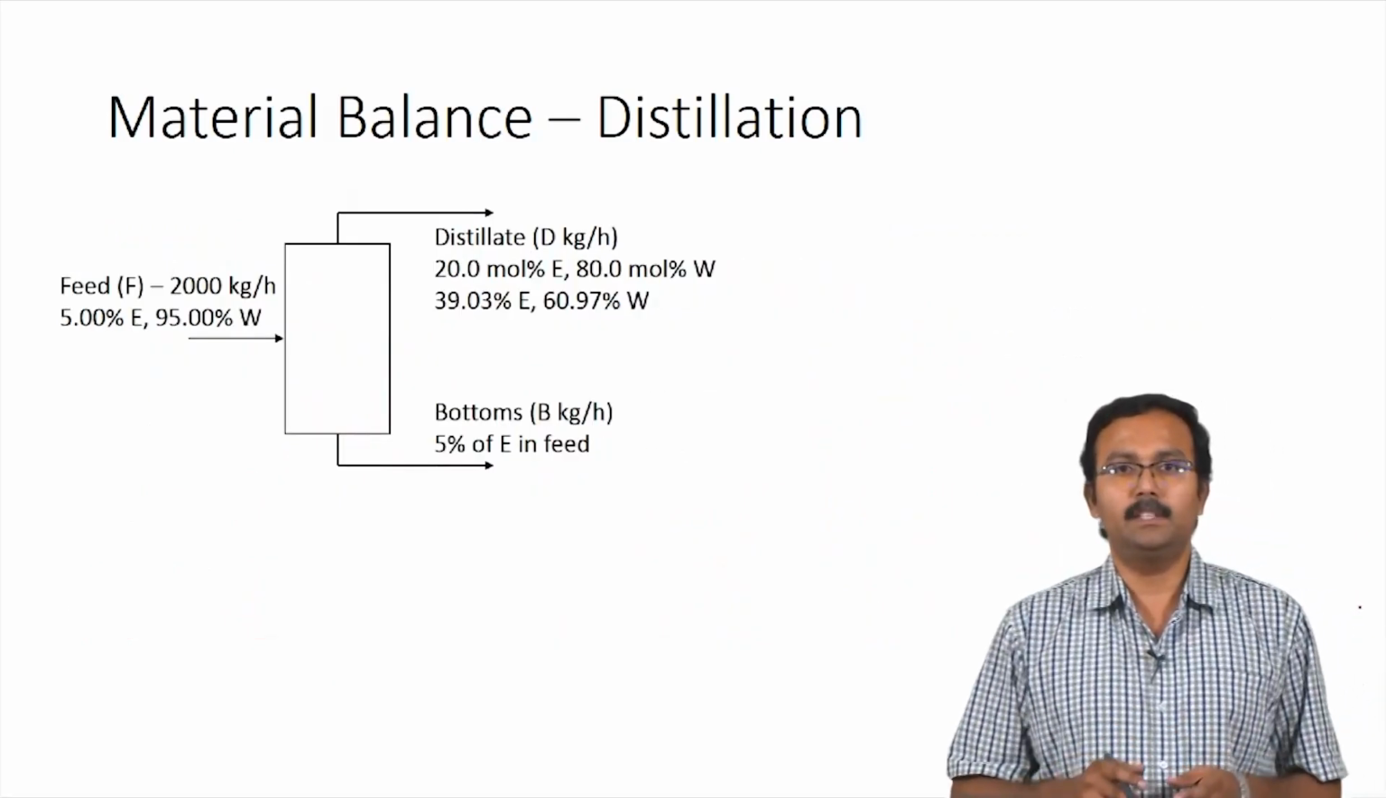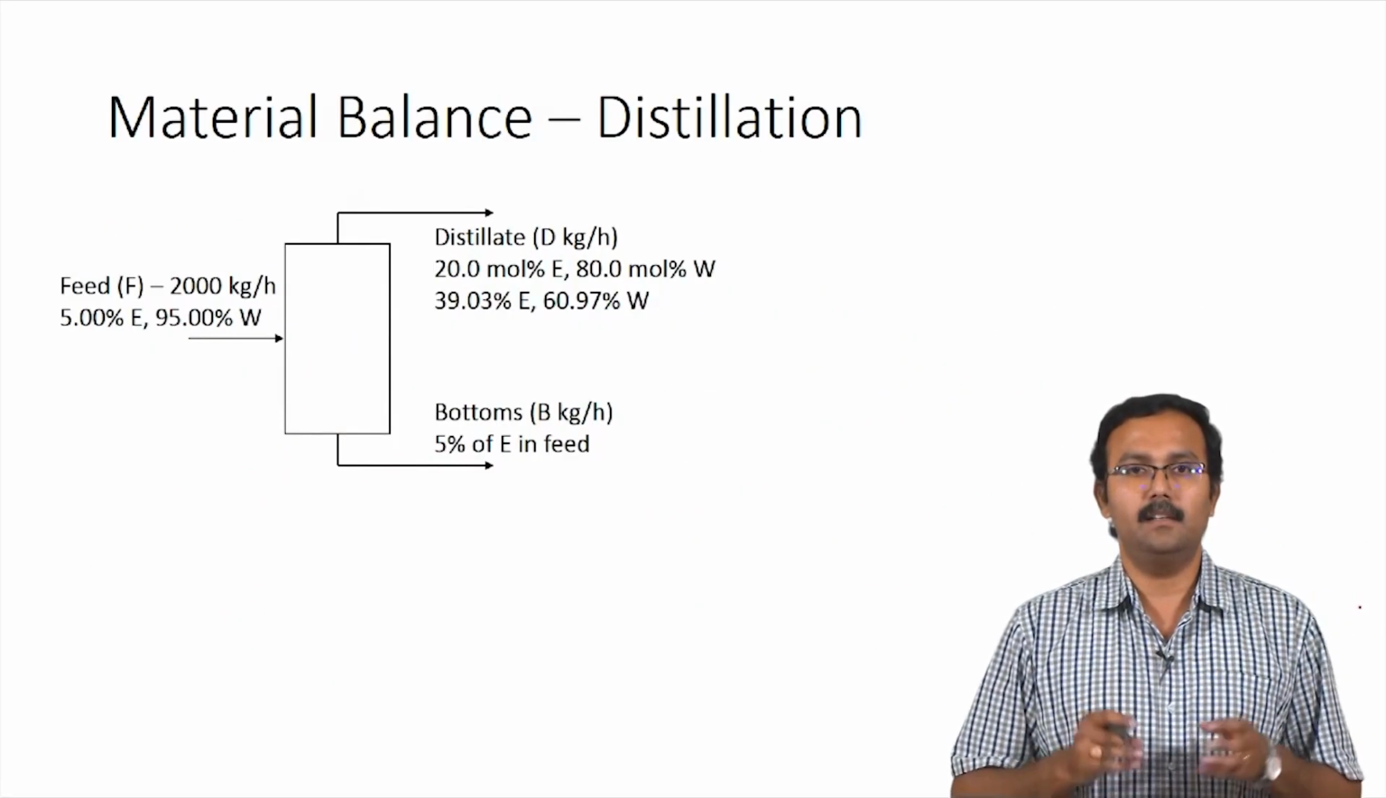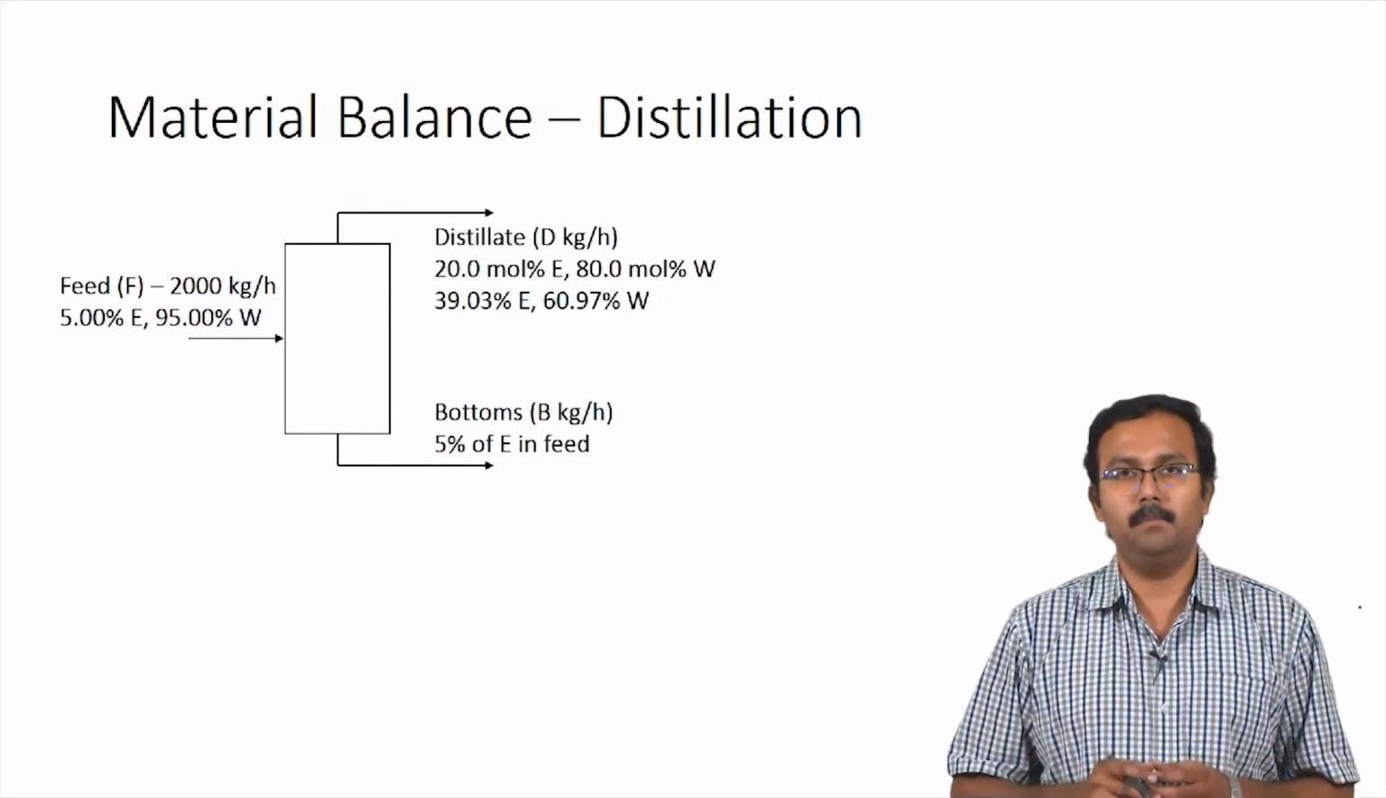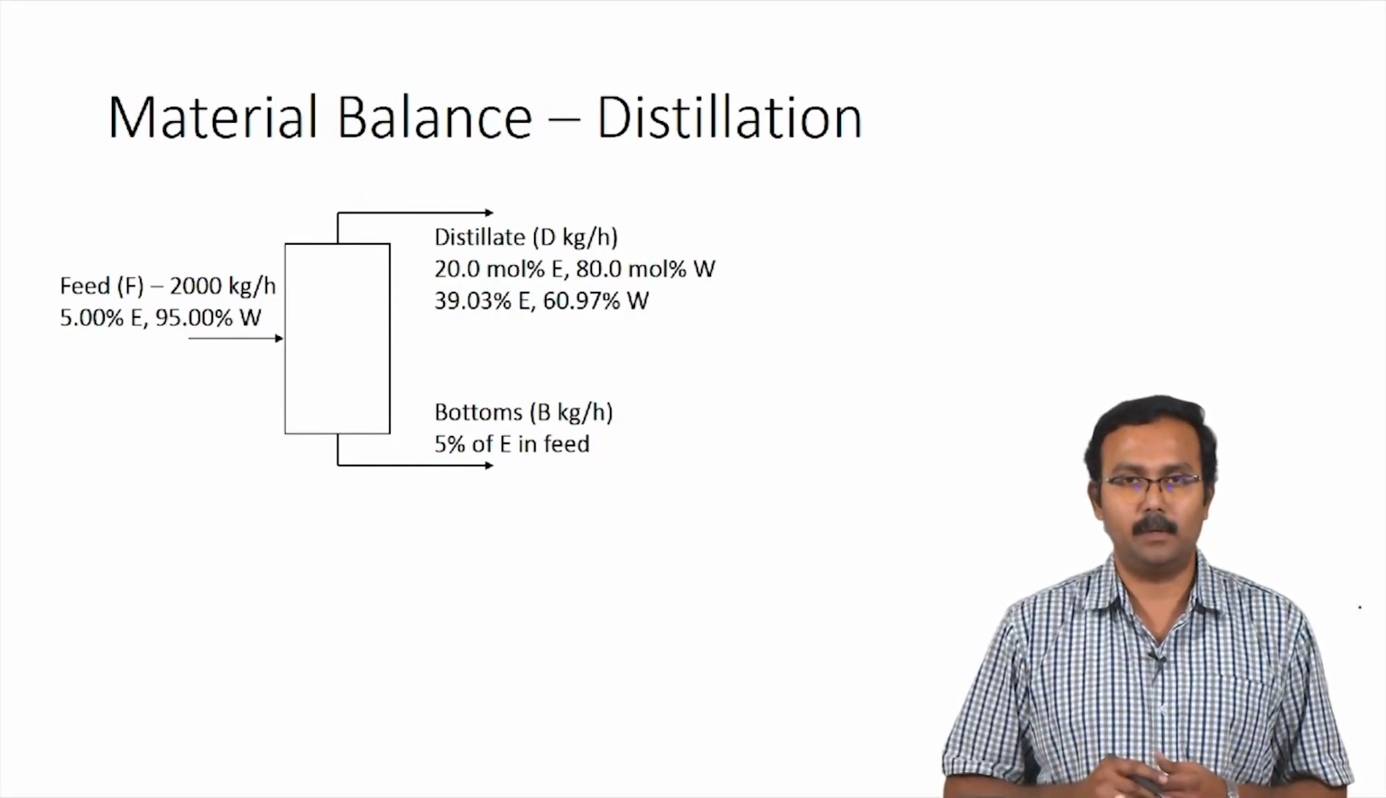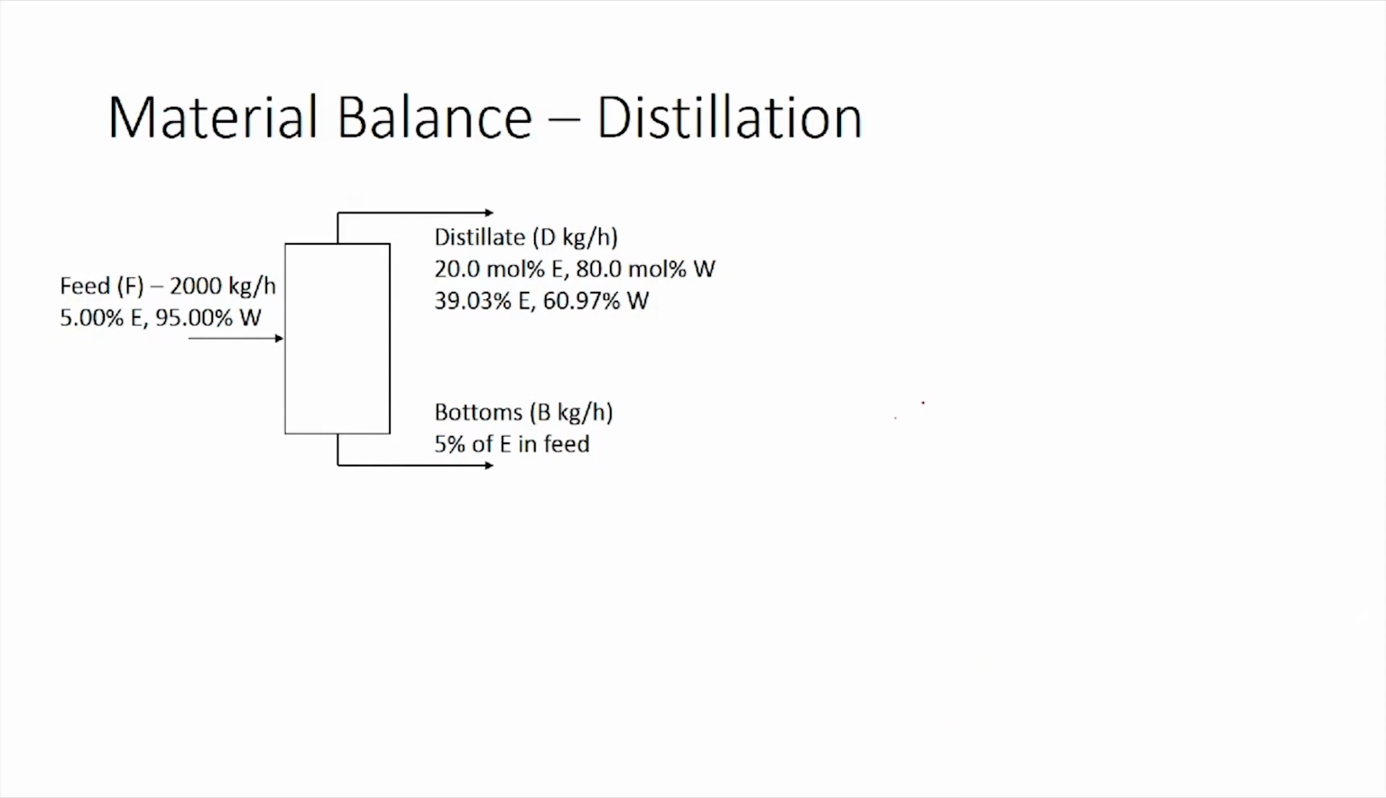Now that we have converted these values to mass percentages, let us move on to solving the material balance problem. So this flow chart gives you all the information that has been obtained from the problem and all the information that we have just calculated. Now, the problem statement clearly states that 5% of ethanol entering the system is actually leaving through the bottoms. So we also know that 5% is the mass fraction of ethanol in the feed stream.